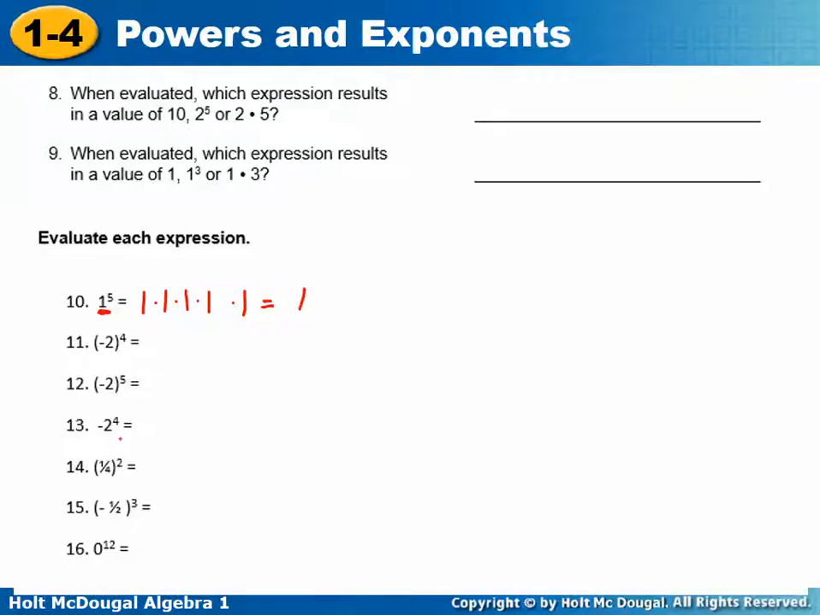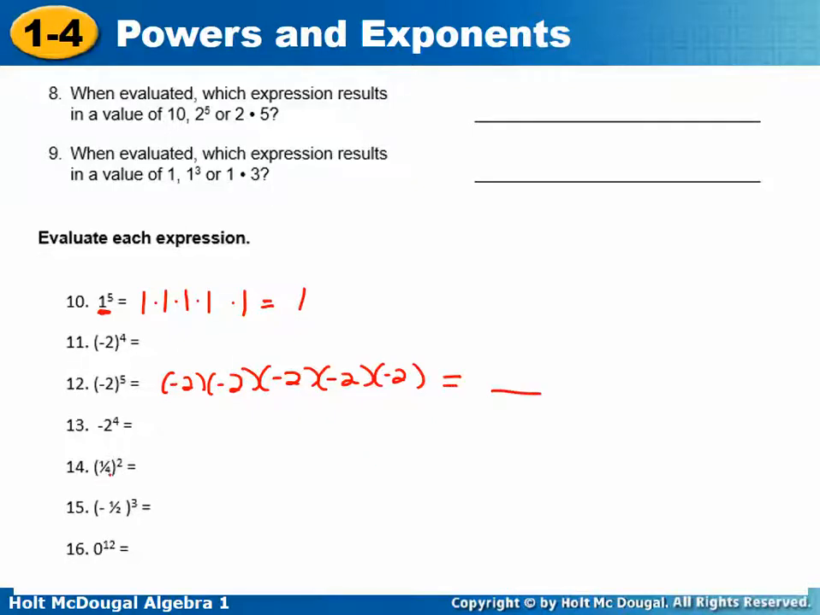Let's look at number 12. The base is -2. We need to repeatedly multiply -2 until we have 5 of these -2's written out. 1, 2, 3, 4, 5. And then you can just start multiplying and see what you get for an answer.